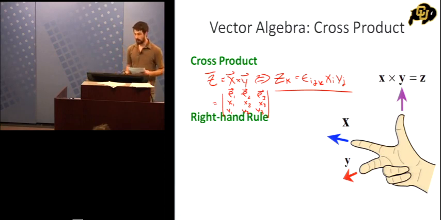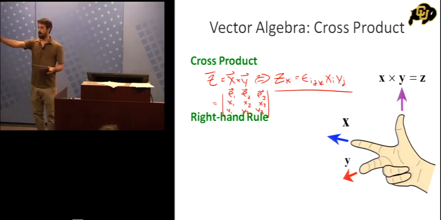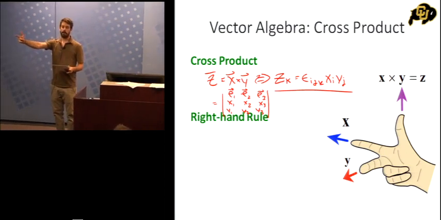The important thing here is the right-hand rule. We refer to right-hand coordinate frames all the time in physics and engineering, and just as a reminder of what that means, if you think of your pointer finger as this vector x, and your middle finger in this orientation is y, if you take the cross product of x and y, the resulting vector is perpendicular, and it's pointed up.